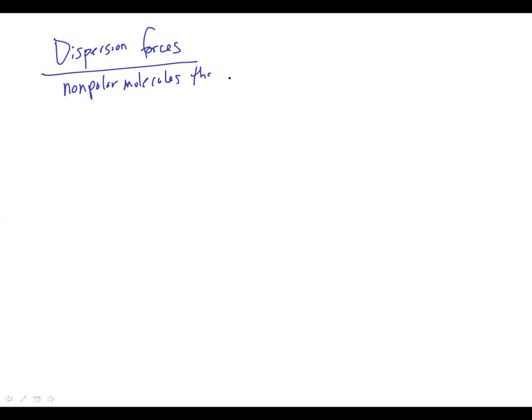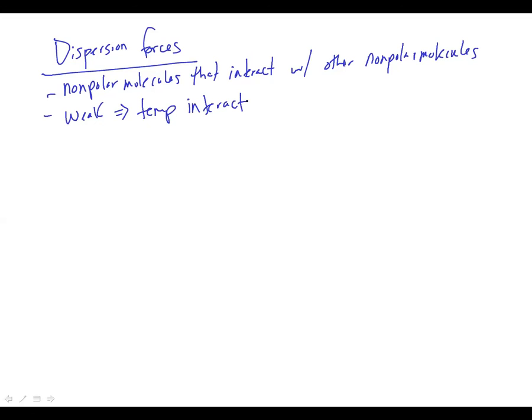This guy is basically what is referred to as dispersion forces. And dispersion forces are really used for nonpolar molecules that interact with other nonpolar molecules. And these are actually the weakest out of all of the intermolecular forces. These are temporary sort of interactions. So these are very weak and temporary interactions.